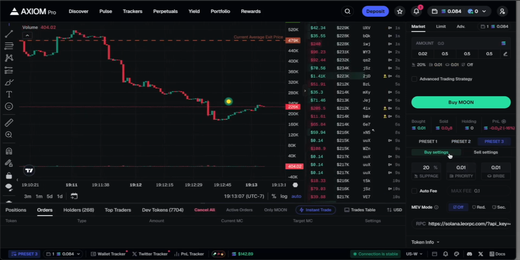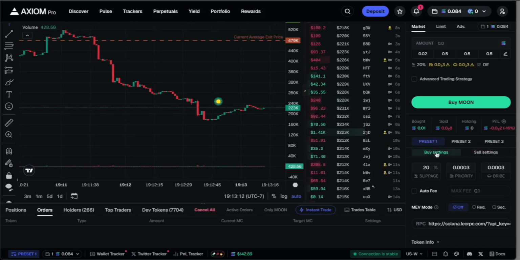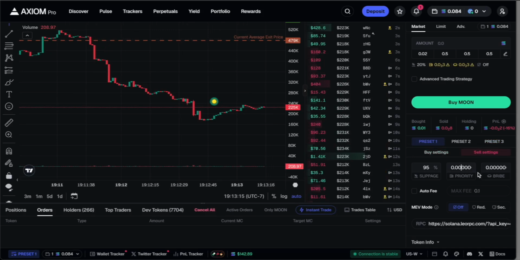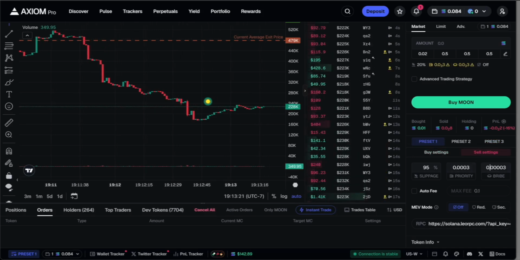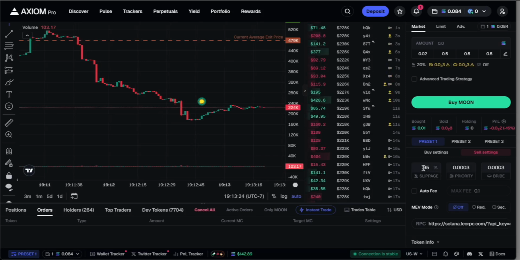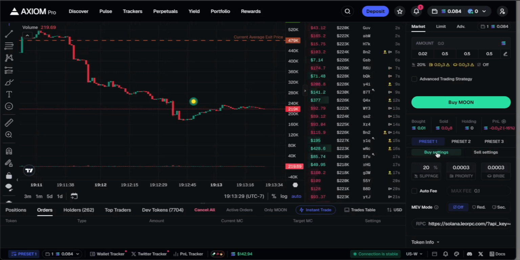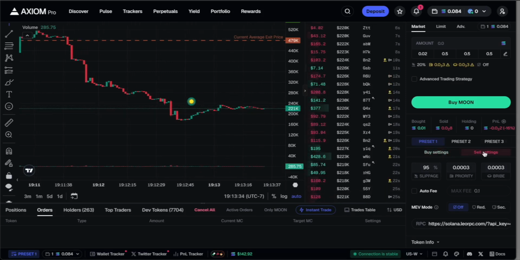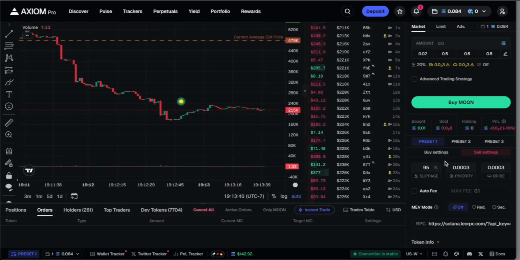And when you do that for each of these, make sure to change the buy and the sell. For sell, the only difference between the buy and the sell for me is I would have the priority fees and broad fees the same. The only difference is I would have the slippage set to 95% on sell and only 20% on buy. Because when you're buying, you want to get in at the exact entry point that you're looking for. But when you're selling, it's possible you're selling because you see it's about to get rugged, so you need to get out immediately.